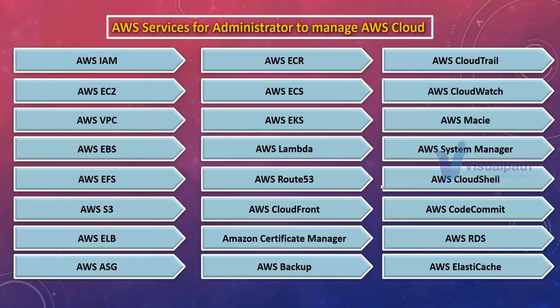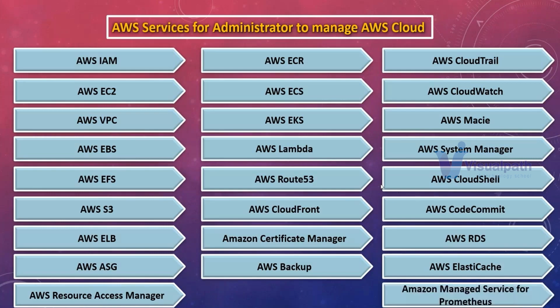And then we'll be learning about Resource Access Manager, and then Prometheus, which is a monitoring tool for your Kubernetes cluster. And then finally, Amazon Transfer Family or DataSync. So these are the services we'll be learning in AWS. A few services I have not listed here, but we will be learning them as well, which are subtopics. So these are the major services we are going to cover under AWS Cloud.